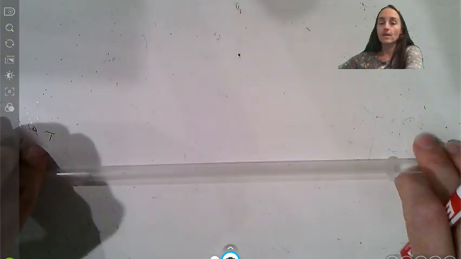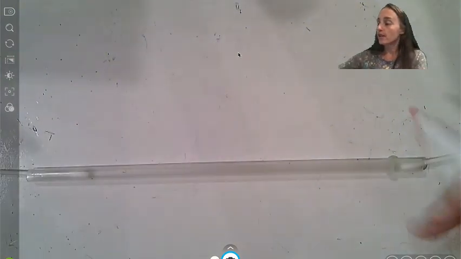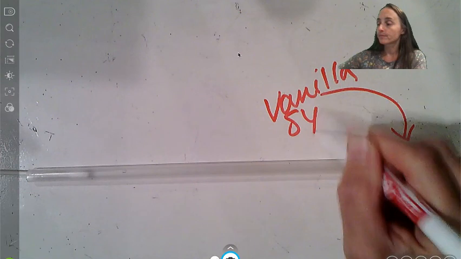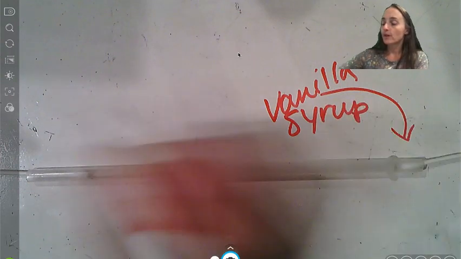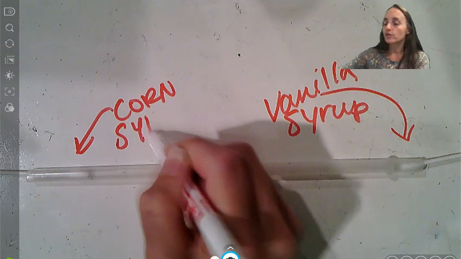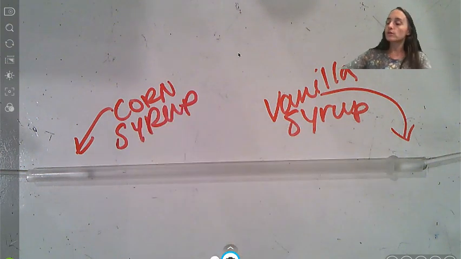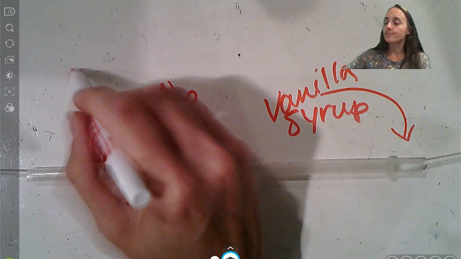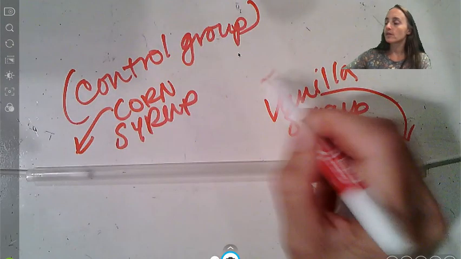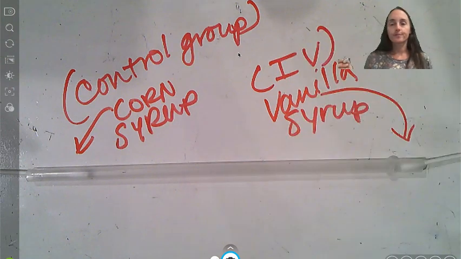So in this experiment, your vanilla is your independent variable. And then your regular old corn syrup, probably actually better to just use sugar water, your regular old corn syrup would be your control. And this is your independent variable.